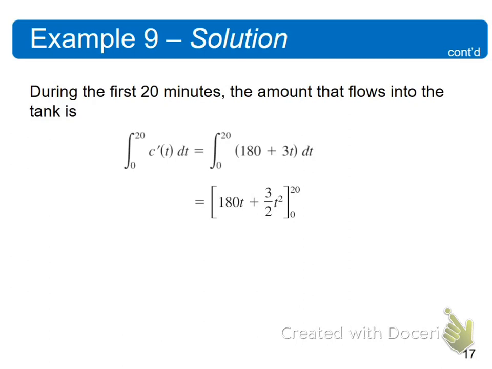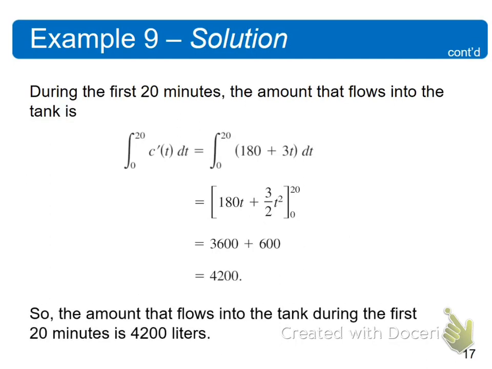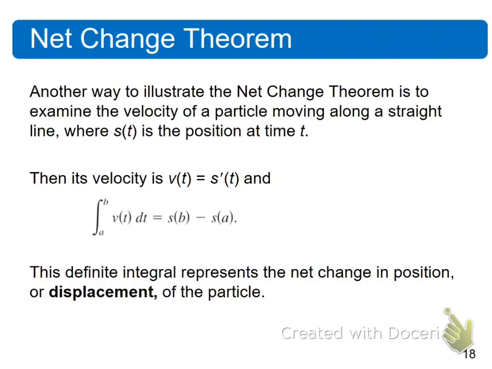So I take the antiderivative, I plug in upper minus lower. So the amount that flows into the tank during the first 20 minutes is 4,200 liters. Think about it. That was represented by the graph that we were doing. The rate is the graph that we were doing. We were taking the antiderivative of the rate, which takes me back to amount, area under a curve. So I had you already write that down.